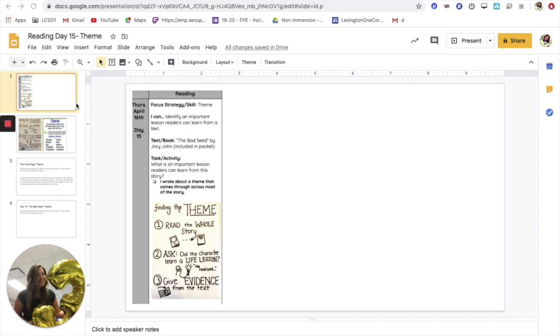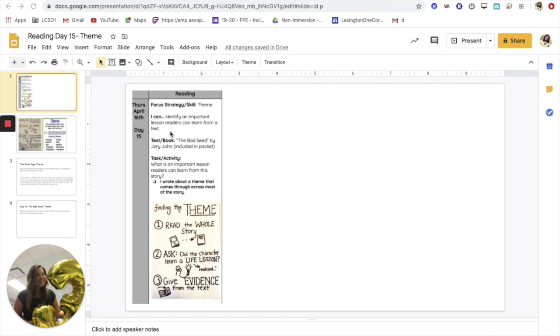For day 15 of reading, your reading strategy is theme. So you're going to use The Bad Seed, the book. If you forgot what it was about, you can always go back and listen to one of the videos that is labeled The Bad Seed of me reading it. But you're basically going to identify an important lesson that readers can learn from the text.